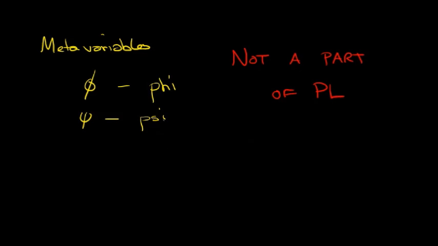But we can use them to talk about PL. These metavariables can operate in much the same way that mathematical variables operate, right? When we have 2x equals 8, we know that variables in maths and these kinds of equations stand for numbers. So in this case, x stands for 4. Our metavariables are very similar, except what we'll do is say that these can stand for formulas of PL.